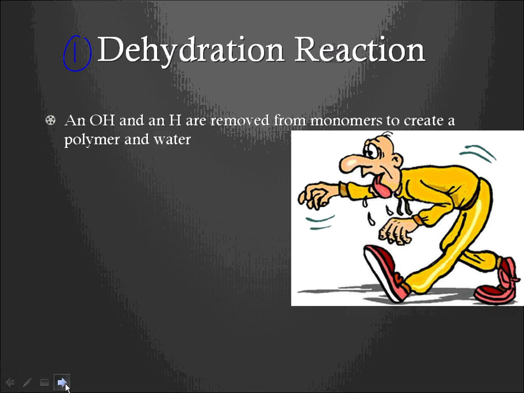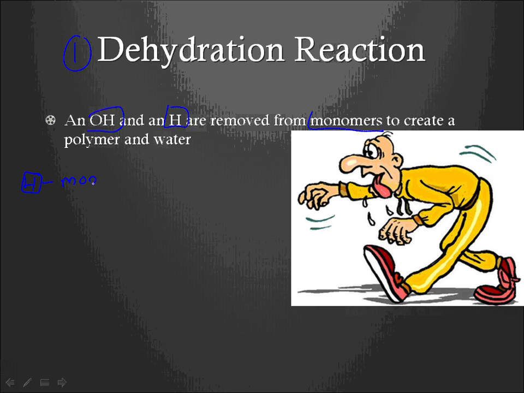The first one is a dehydration reaction. So what I want you to think about is, what does it mean to be dehydrated? So when you're dehydrated, it means that you're losing water. So this is where an OH and an H are removed from monomers in order to create a polymer and water. So let's just see what it looks like. So you're going to want to pause this to write it down.